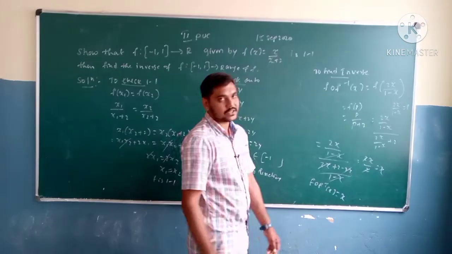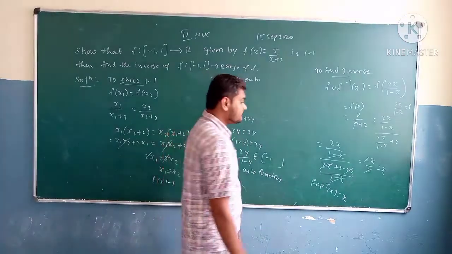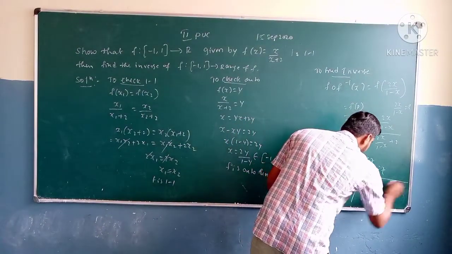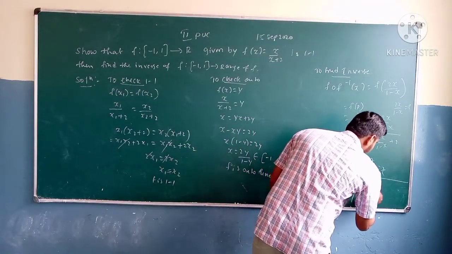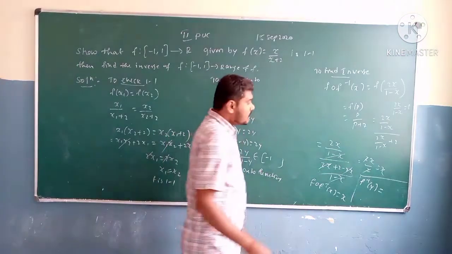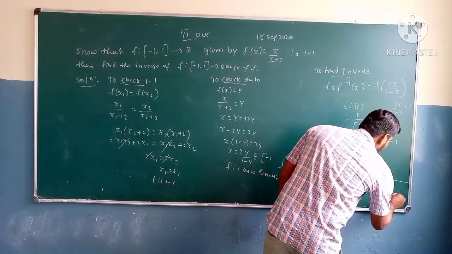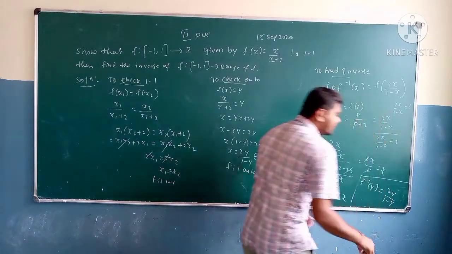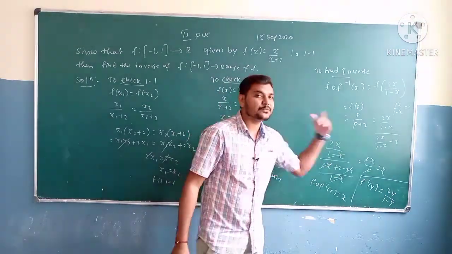F of f inverse of x is going to be x. Then f inverse of y is equal to, so identify, the f inverse of y is going to be 2y divided by 1 minus y. Or we can apply it in the form of f inverse of x itself.